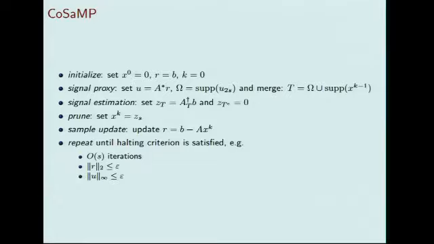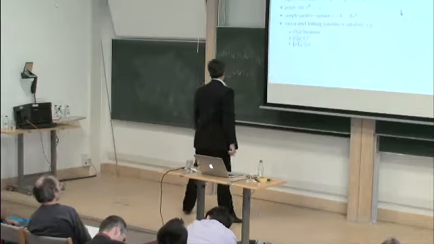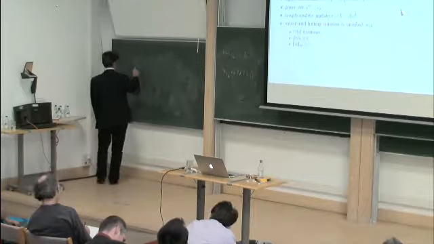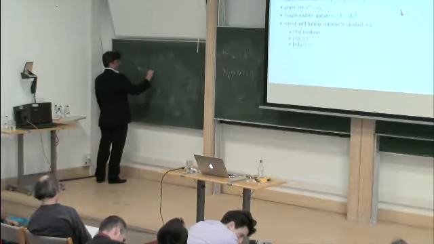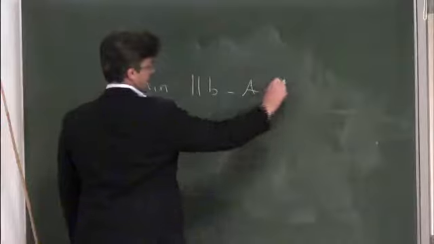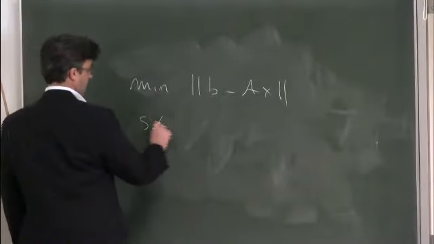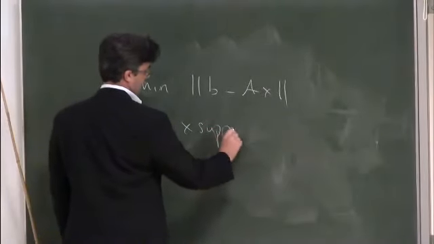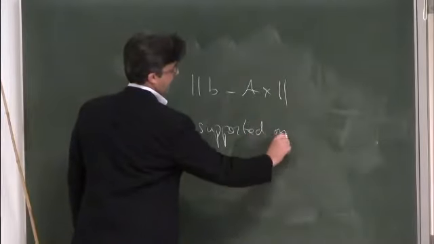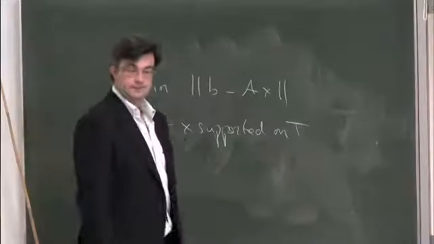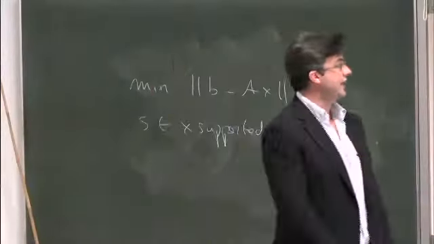Right. zt is going to be, if I believe the support is t, then I just run least squares, and my candidate signal is zt, which is essentially trying to find the minimum between b and ax, subject to x supported on t. I build a candidate support, and then I try to find on that support the best fit.